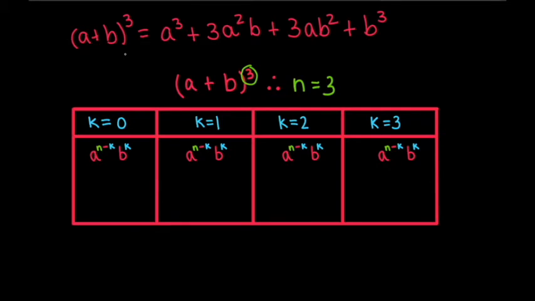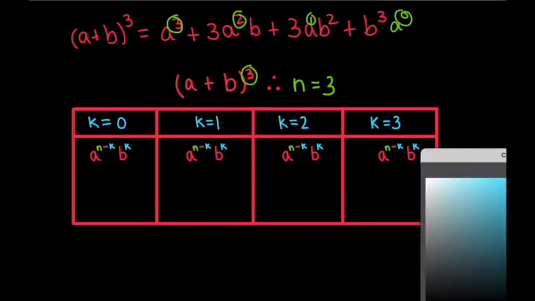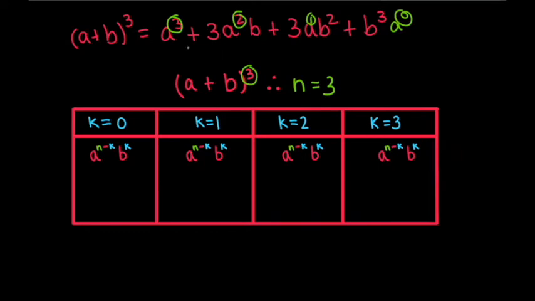So we see that a goes from a to the third to a to the second, a to the first, and then a to the 0th. So it's decreasing. And on the other hand, b starts at b to the 0th, then b to the first, b to the second, and then b to the third, which is very interesting. So the power we're raising a to goes from 3 to 2 to 1 to 0, and the power we're raising b to goes from 0 to 1 to 2 to 3.